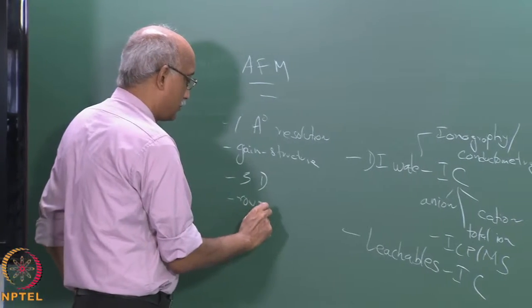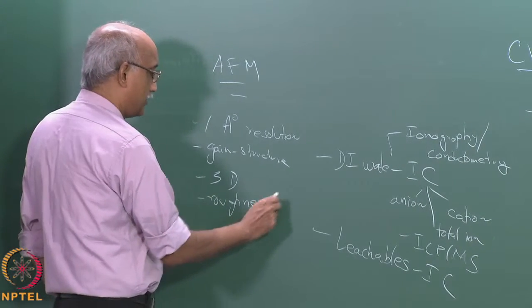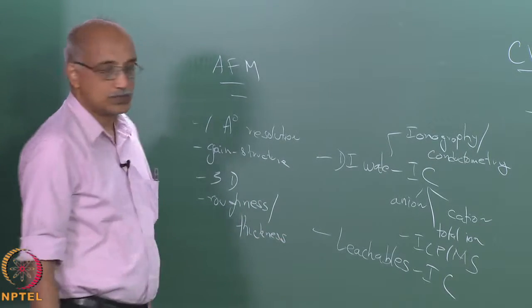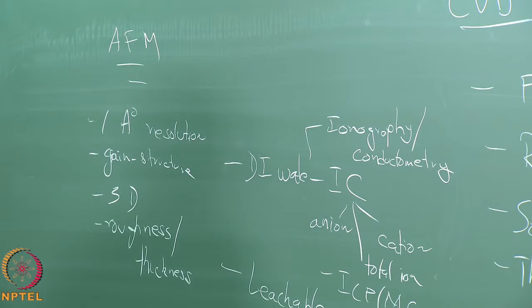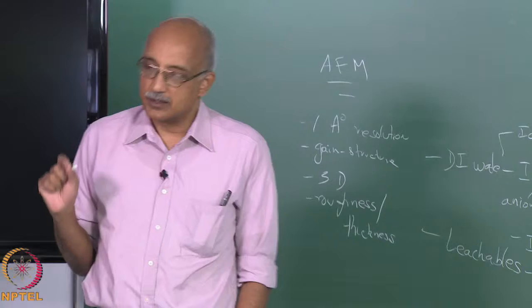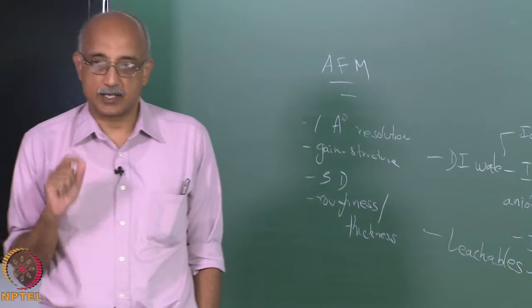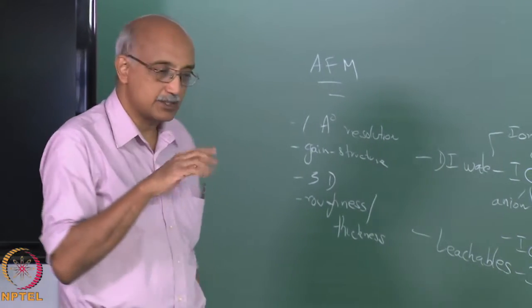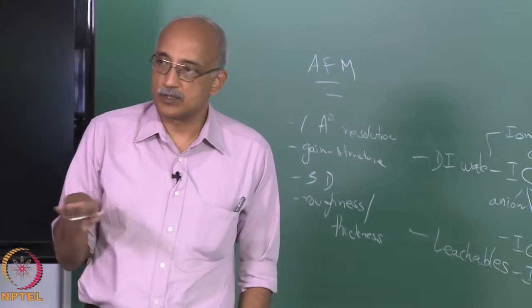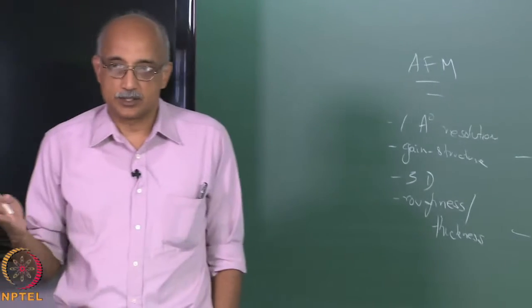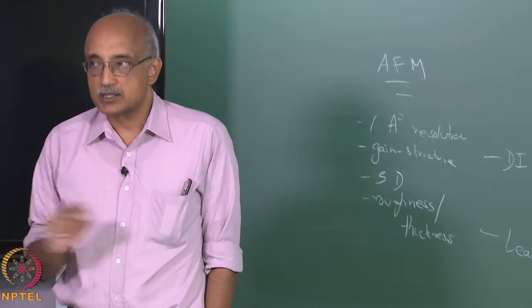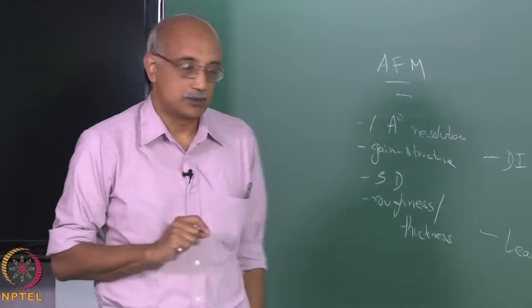Certainly, surface roughness measurement, and by extension, thickness measurement, can also be done using AFM. For thickness measurement, unless your CVD film itself is of the order of angstroms, it's probably an overkill. But for looking at particularly the surface finish on the CVD film, AFM is an excellent technique to use because it gives you angstrom level resolution, plus it gives you the 3D imaging capability.